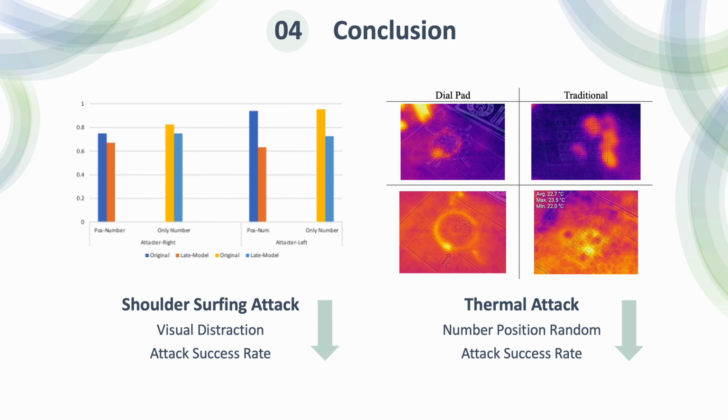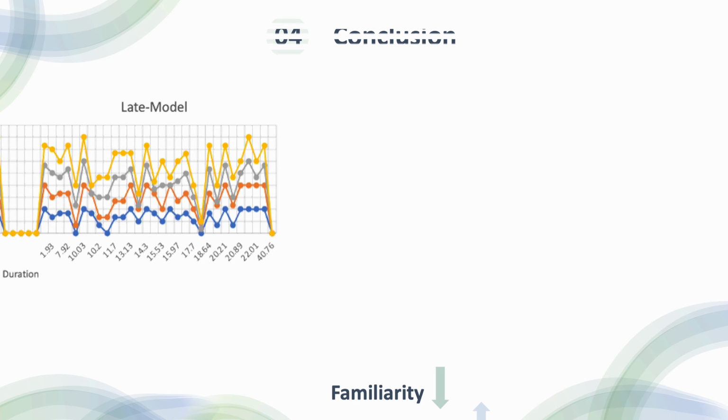Through experimental verification, we can conclude that Dialpad reduces the success rate of both shoulder surfing and thermal attacks. In terms of defending against shoulder surfing, Dialpad was able to successfully reduce the success rate of the attack by interfering with the vision of the shoulder surfing attacker. In terms of thermal attacks, the thermal attacker was only able to observe repeated digit input trajectories due to the random position of each digit resting in the turntable, making it more difficult to guess the digit.